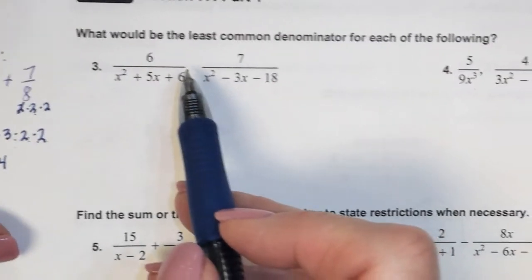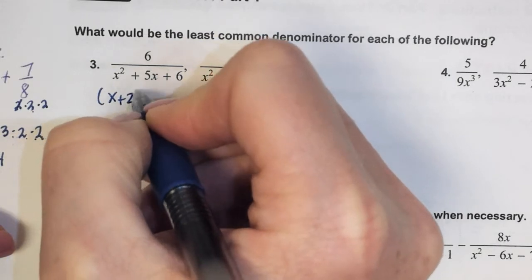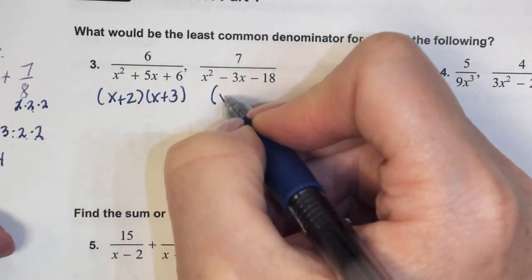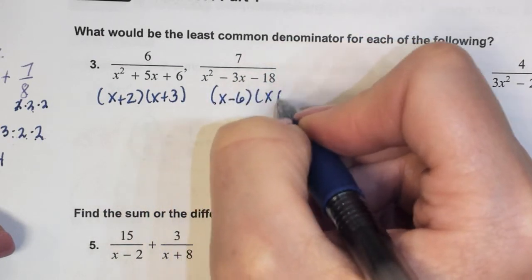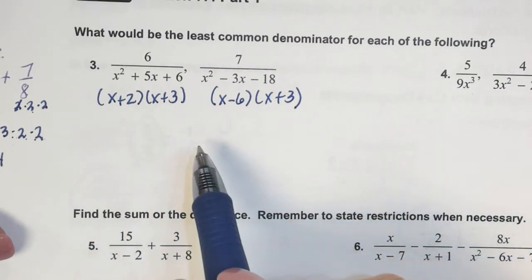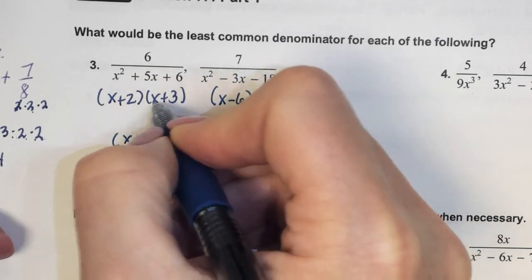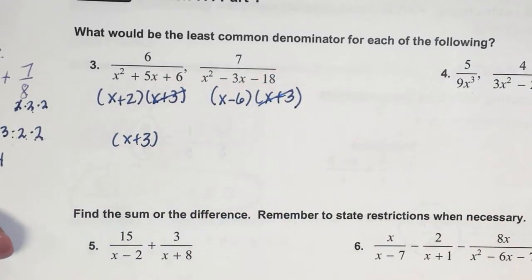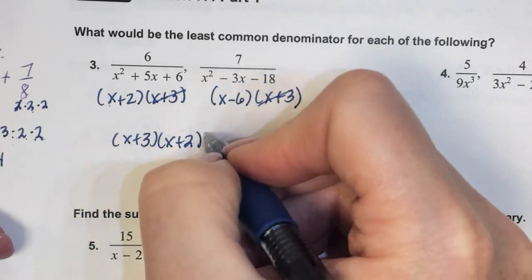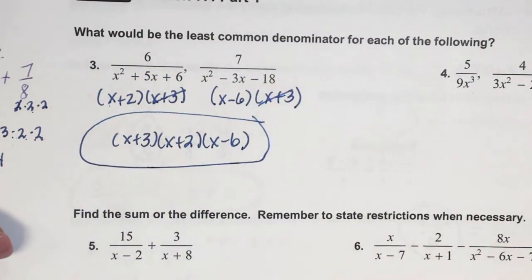So if I'm trying to find the least common denominator here, I factor this: x plus 2 times x plus 3. I factor this: x minus 6 times x plus 3. What is the factor they have in common? So I have to use x plus 3 once. Now it's gone. Now I'm going to have to use x plus 2, and I'm going to have to use x minus 6. That would be the least common denominator.